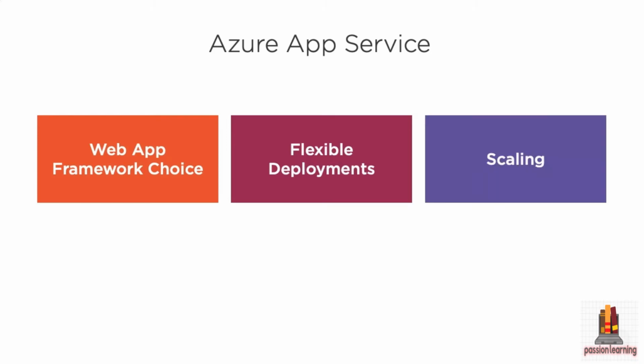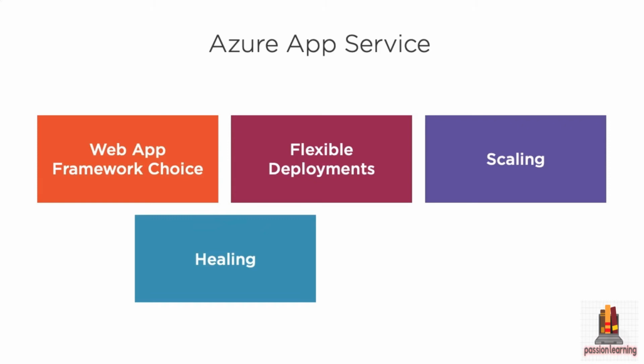App services are built with scaling in mind so that you can identify your web application code and the scale characteristics, and Azure will automatically take care of scaling the application up and down for you so you've got the right number of instances to handle your traffic. It's also a notion of application healing. This is one of the benefits of a platform as a service.